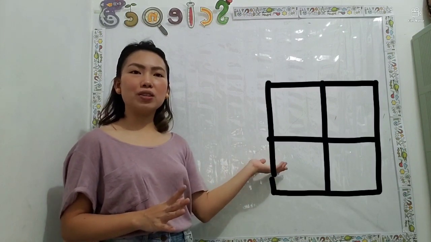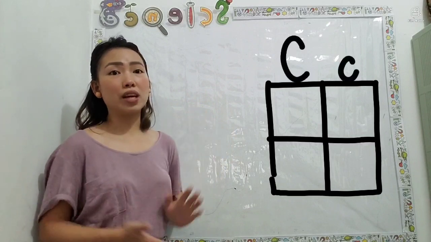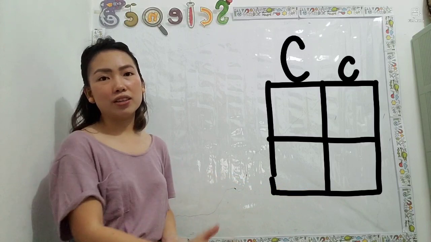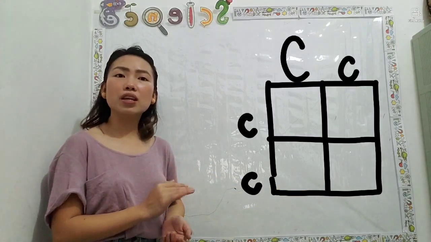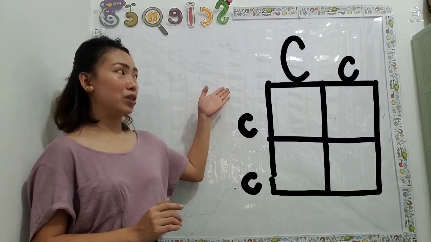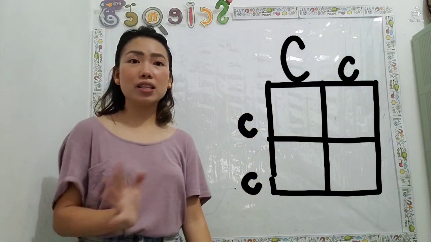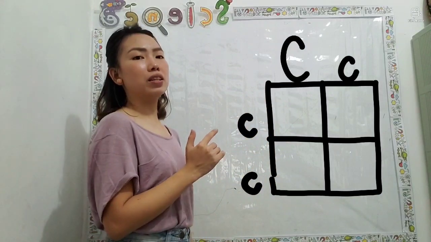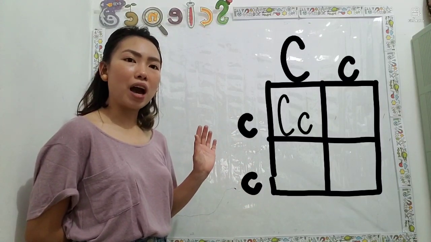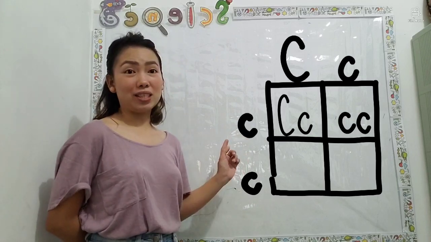So, using our Punnett square, let us put the female or the dominant at the top, which is a heterozygous. And then, we put the recessive on the side. So, when we cross our parental generation, so we have heterozygous capital C and one small letter C. A capital C and a small letter C. On the next box, we have a small letter C and another small letter C.